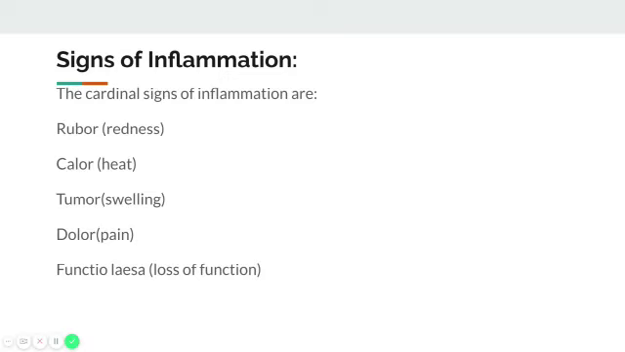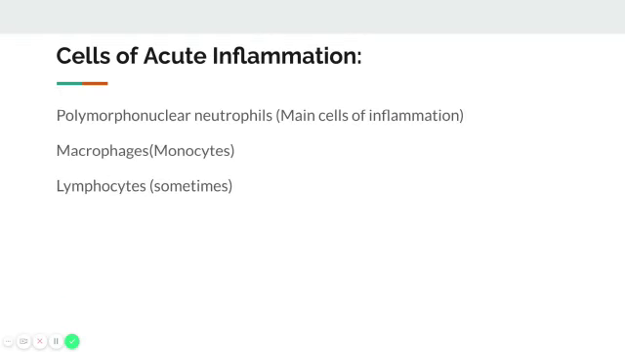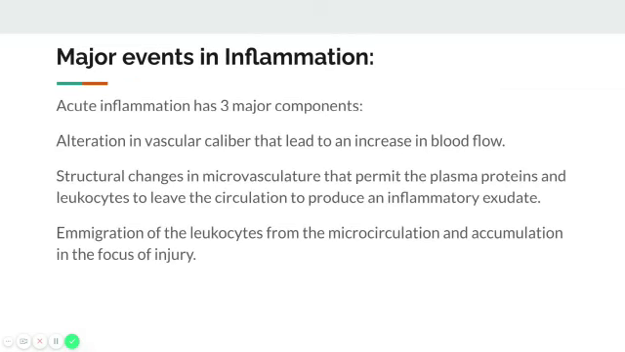There are five cardinal signs of inflammation, which include rubor, calor, tumor, dolor, and functio laesa, that is, loss of function. Now, moving forward to the cells of acute inflammation, they include polymorphonuclear neutrophils. They are the main cells of acute inflammation. Macrophages and sometimes lymphocytes, mainly lymphocytes, are the cells of chronic inflammation, not the acute inflammation. And the cells of acute inflammation are neutrophils.